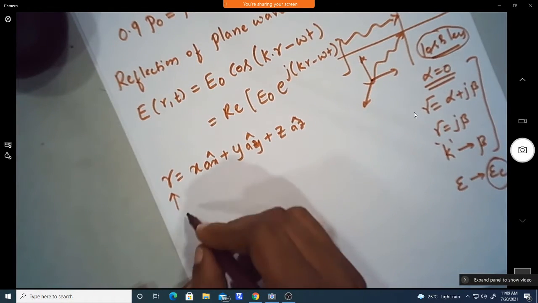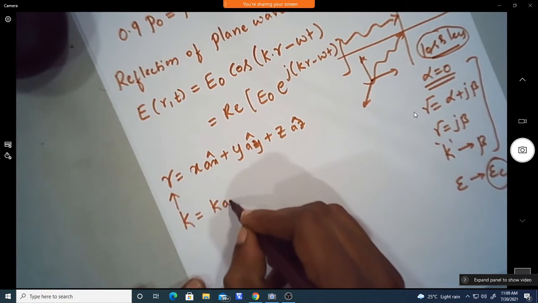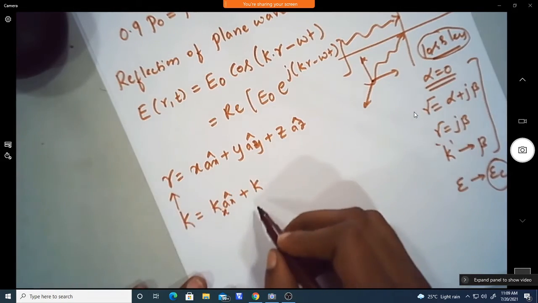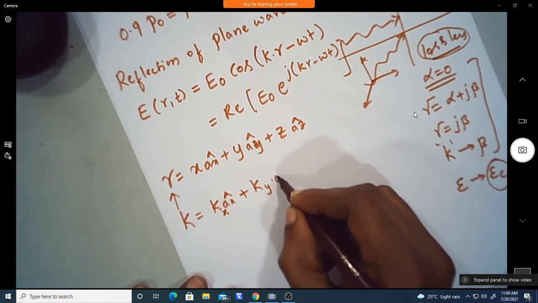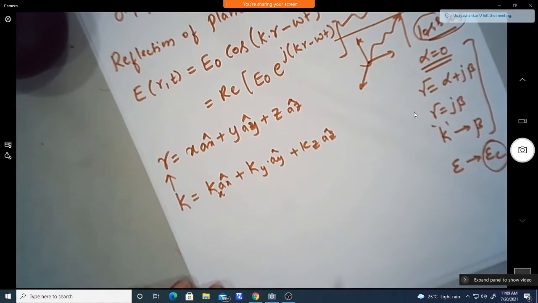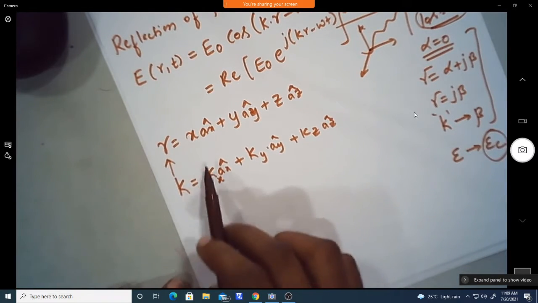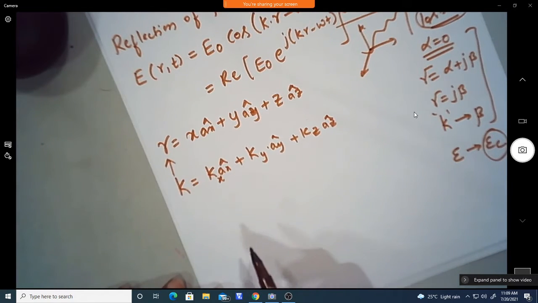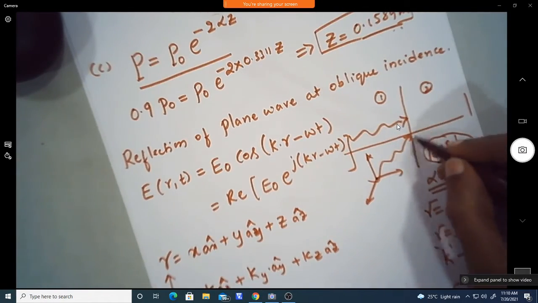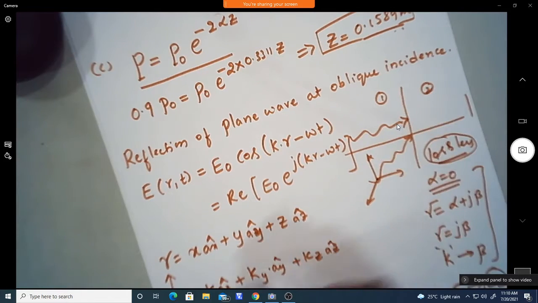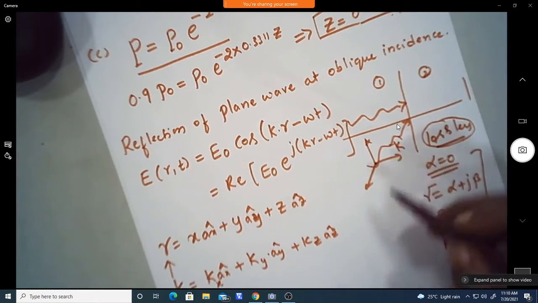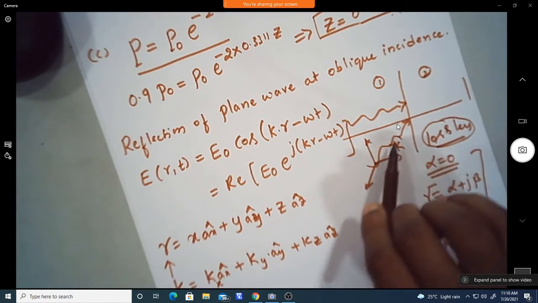Okay, and also the propagation vector will have different direction components, that is kx into ax plus ky into ay direction plus kz into az direction. Okay, so this is the wave number or wave propagation vector. For example, if the wave is traveling in some particular direction, even if it has all the components, the k vector direction will be along the wave propagating direction.